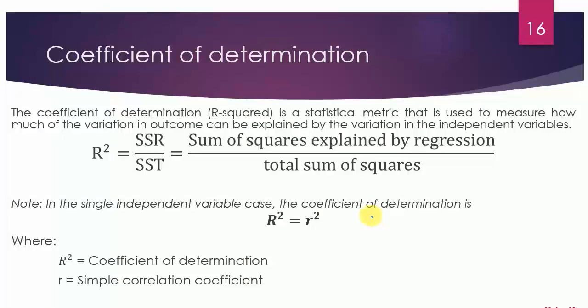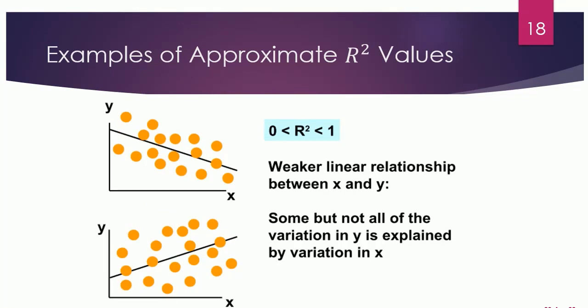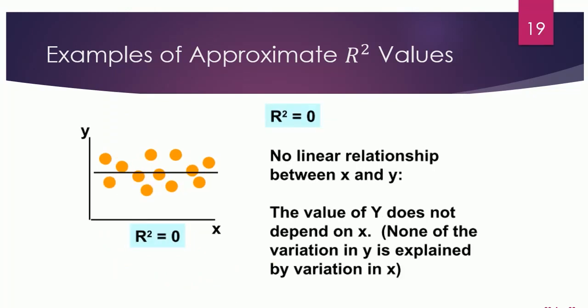Coefficient of determination is an important term which is related to both simple regression analysis and multiple regression analysis. It is defined as a metric to measure how much of the variation in outcome can be explained by the variation in the independent variables, which is sum of squares explained by the regression over the total sum of squares. If r square is equal to 1, then there is a perfect linear relationship. If r square is somewhere between 0 and 1, then there is a weaker relationship between x and y. And if r square is equal to 0, then there is no linear relationship between x and y.